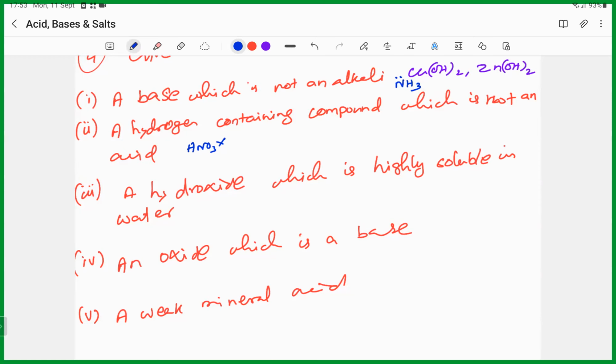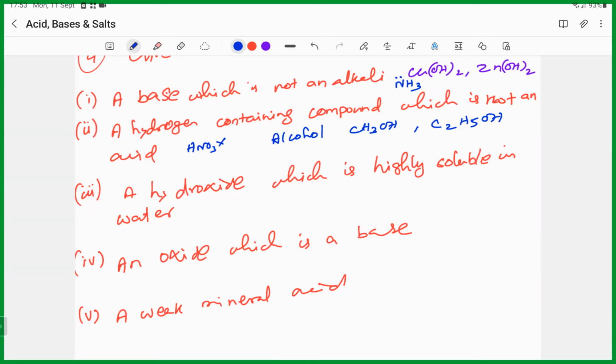Anything else? Alcohol. Example, methanol, ethanol. These are alcohols which contain H plus ion, but it will not become an acid.